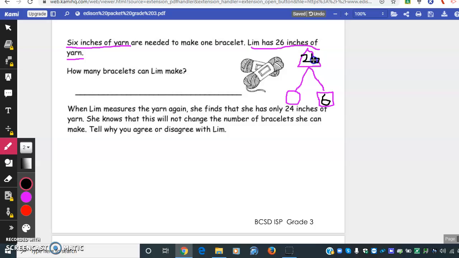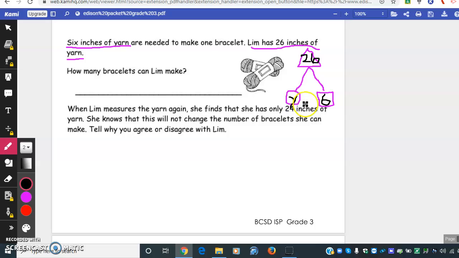He has 26 inches of yarn total. My question that I have to figure out is, how many bracelets can Lim make? This is what I'm trying to figure out, the unknown. And in our class, we usually stick a letter in there to stand for it. If I try to write a B, though, for bracelet, it's going to look too much like a 6. So I'm going to go with Y.